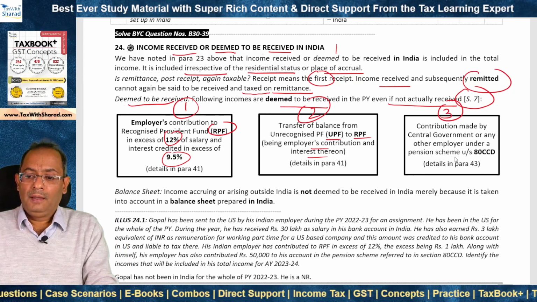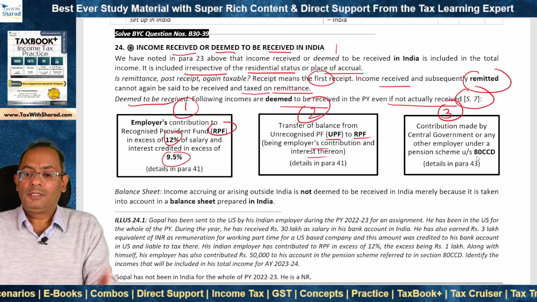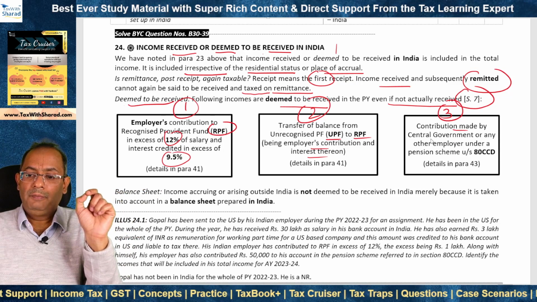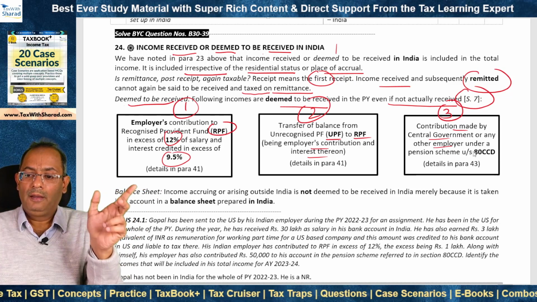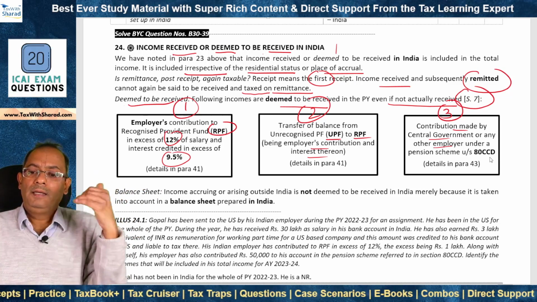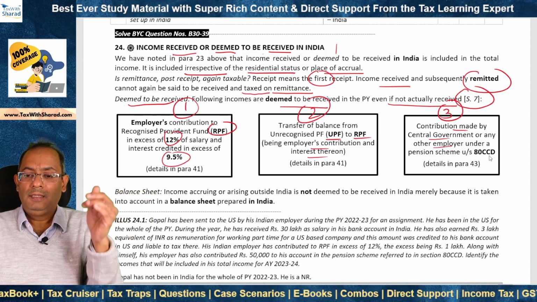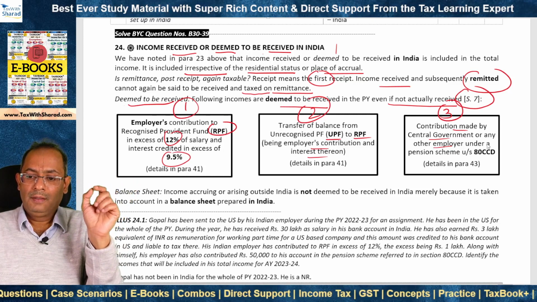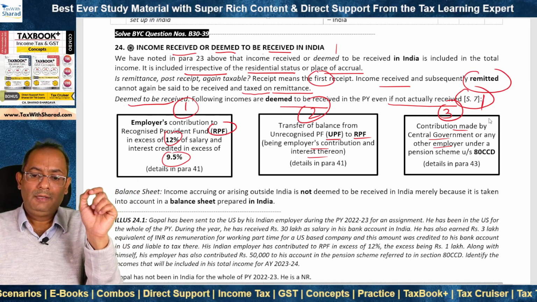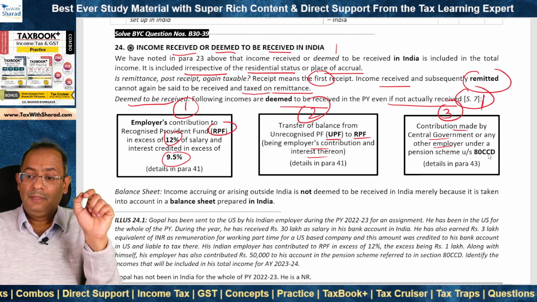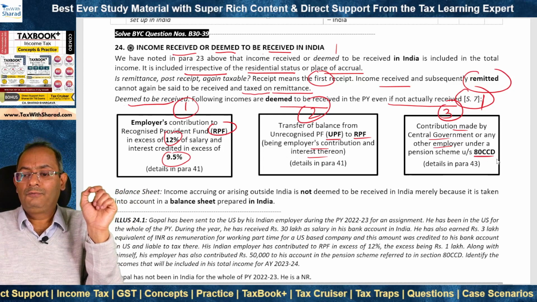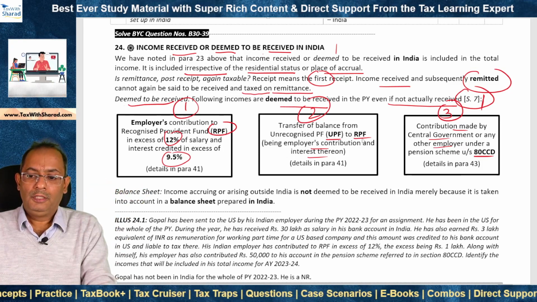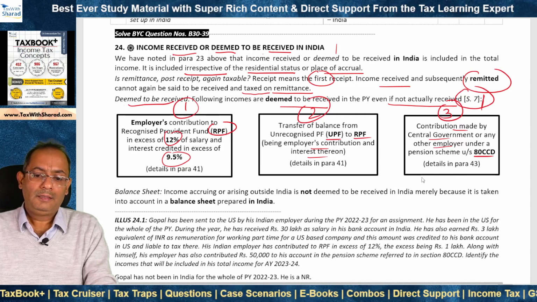And thirdly, in the case of NPS, that means a pension scheme referred under section 80CCD, we know that the contribution which is made by the central government or any other employer under section 80CCD is also deemed to be received in the previous year and accordingly taxed. So it is first taxable under the head salaries, right, by virtue of section 7 because it is deemed to be received in the previous year, and thereafter a deduction from the gross total income is also allowed in terms of section 80CCD. So these three items of incomes are enumerated in section 7.